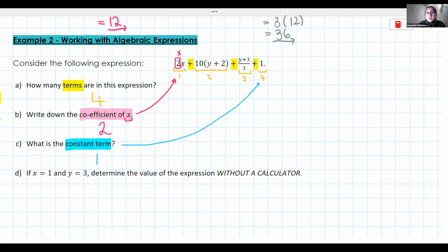Please bear in mind that if this had been a negative in front of the 1, our constant term would be negative. Remember that the sign goes with its term. So just bear that in mind, especially with constants and coefficients. That's sometimes where we trick you or you get caught out. You don't forget the sign. So if there had been a negative in front of the 1, your constant would be negative 1. All right, so that is how we like to test your terminology.